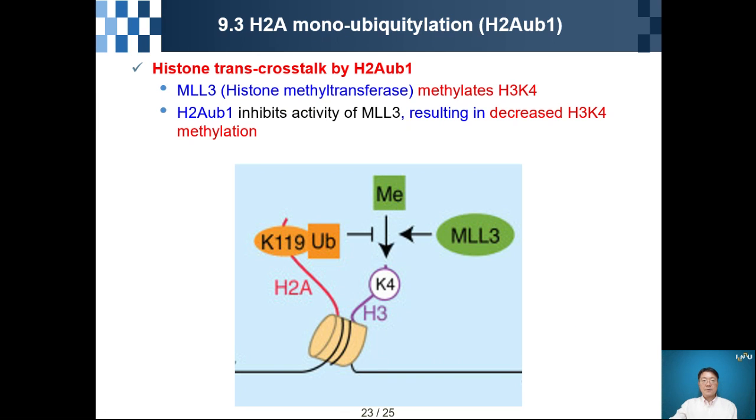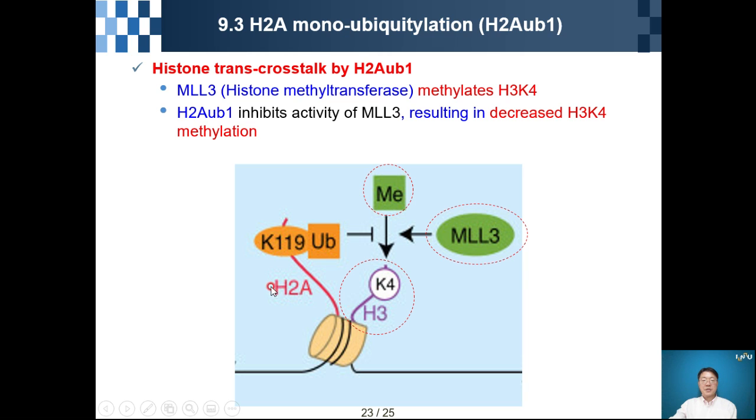So in this slide, I will explain the histone trans-crosstalk by H2A UB1. Let me explain MLL3 first. MLL3 is a histone methyltransferase. It can methylate histone H3. Histone H3 is composed of several amino acids, and especially at one position the amino acid is lysine, K. Especially, MLL3 can methylate H3K4.